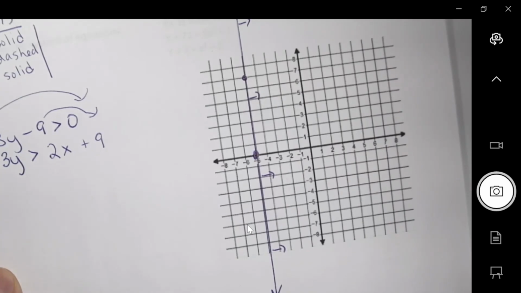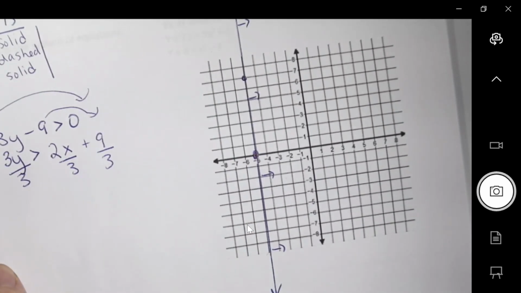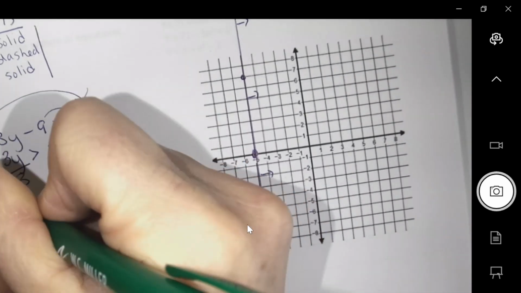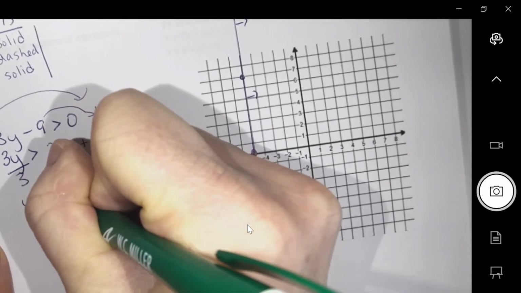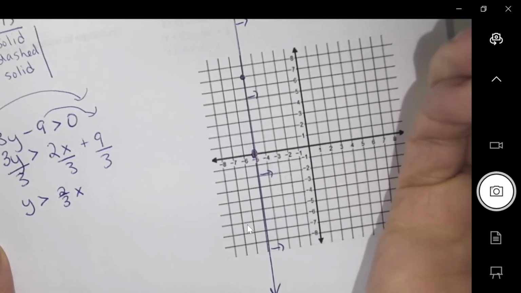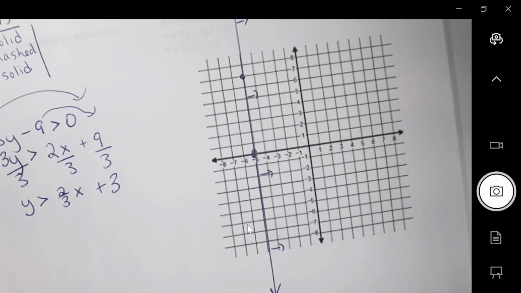Now, what do I have to do? I'm trying to get y, m, and b, like that. Divide by 3. Can you do this for me and do it all separate? Everything gets divided by 3. So y is greater than 2/3 x plus 3. Does that look doable now? Y alone. You got your m slope, and then you got your b.